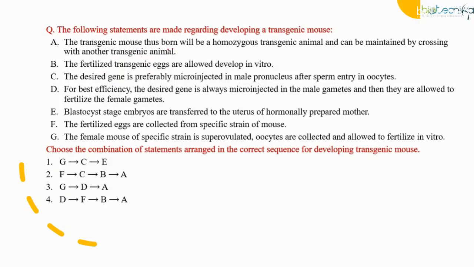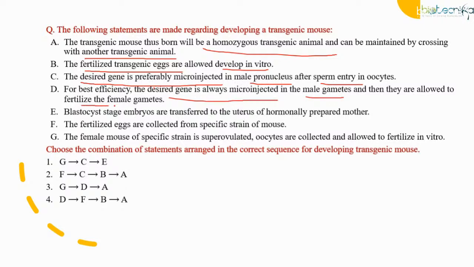The transgenic mouse born will be a homozygous transgenic animal and can be maintained by crossing with another transgenic animal. Second, the fertilized transgenic eggs are allowed to develop in vitro. Third, the desired gene is preferably microinjected into the male pronucleus after the sperm entry in the oocytes. For best efficiency, the desired gene is always microinjected in the male gametes and then they are allowed to fertilize the female gametes. Blastocyst stage embryos are transferred to the uterus of a hormonally prepared mother.